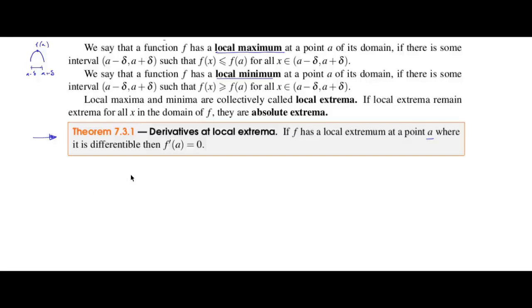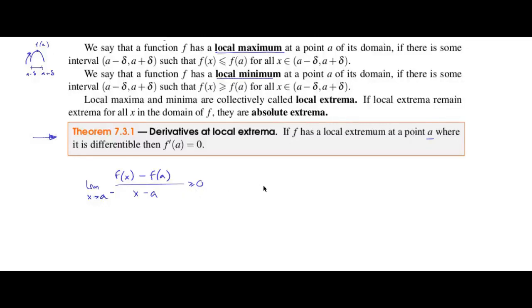The proof for this is easy, right? If we have a point a which is a maximum, that means that f of x minus f of a, divided by x minus a, if we are getting close to it from the left, is going to be positive, because the value of f of x is smaller than f of a, so the numerator is negative, and x minus a is also negative, so this quotient is positive or equal to 0.